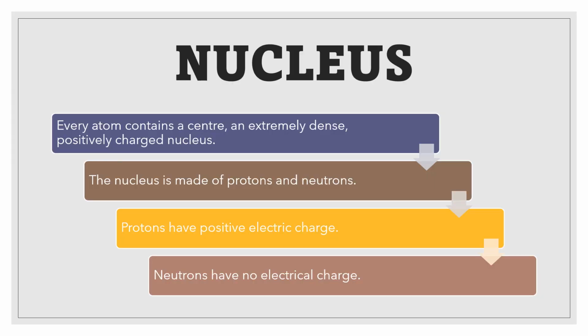Now we'll talk on the topic nucleus. Every atom contains a center, an extremely dense positively charged nucleus. The nucleus is made up of two things, protons and neutrons. Protons are of course positive and neutrons have no charge. It's neutral.